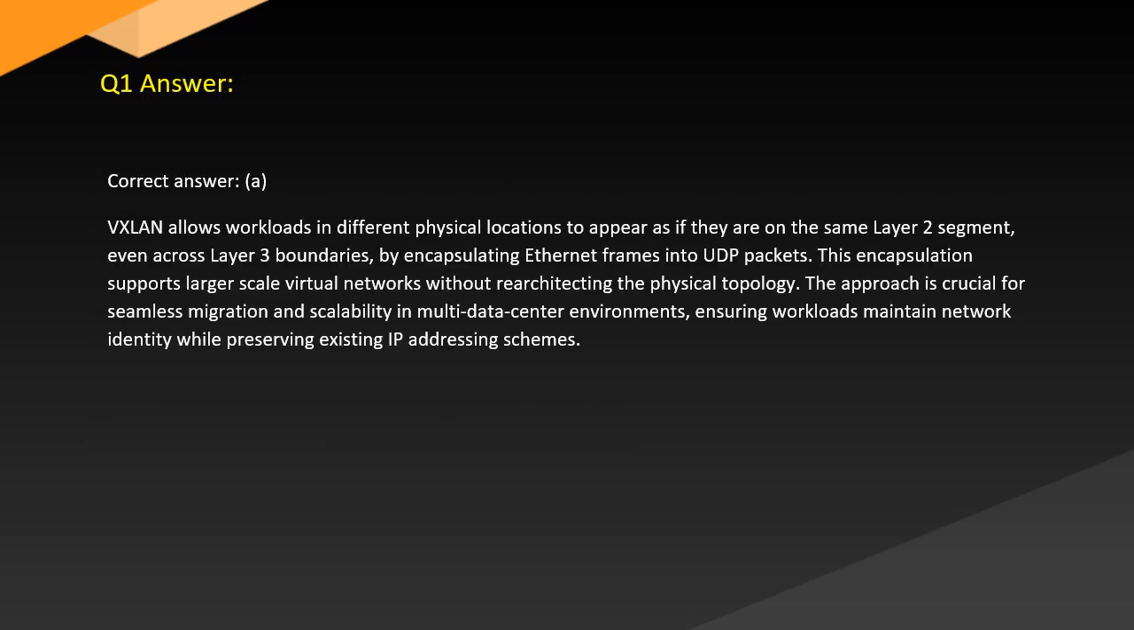Answer. Correct answer: A. VXLAN allows workloads in different physical locations to appear as if they are on the same Layer 2 segment, even across Layer 3 boundaries, by encapsulating Ethernet frames into UDP packets. This encapsulation supports larger-scale virtual networks without re-architecting the physical topology. The approach is crucial for seamless migration and scalability in multi-data center environments, ensuring workloads maintain network identity while preserving existing IP addressing schemes.